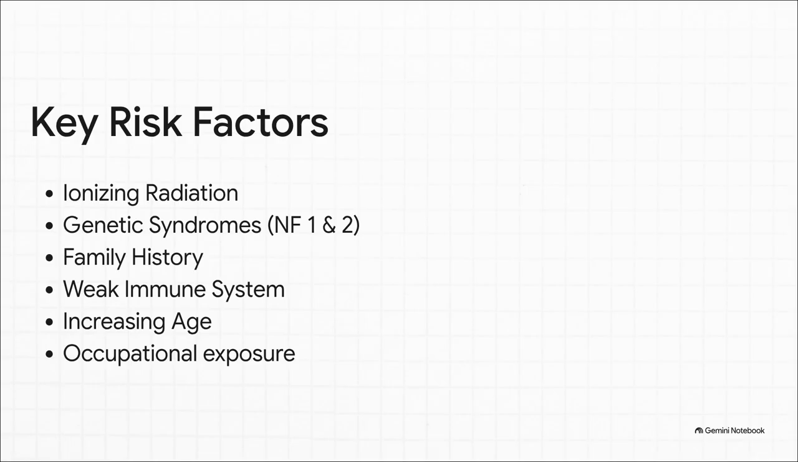We also have to look really closely at inherited genetic syndromes. If you're reviewing a chart and spot conditions like neurofibromatosis type 1 and 2, tuberous sclerosis, Li-Fraumeni syndrome, or von Hippel-Lindau disease, you should know the patient's risk profile just dramatically increased. We're also looking at weakened immune systems, like in patients managing HIV or AIDS, right alongside increasing age. Plus, occupational chemical exposures, specifically to harsh substances like vinyl chloride or formaldehyde, have been linked to slightly elevated risks. Grasping all these factors really helps you paint that complete clinical picture.